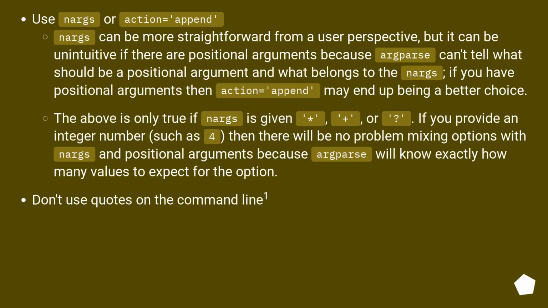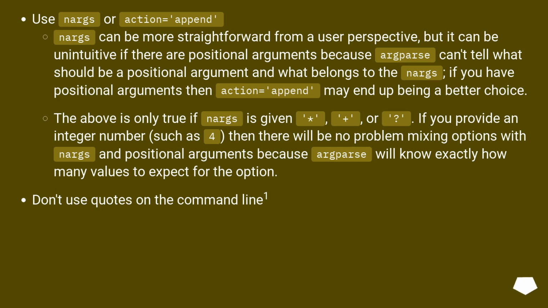Takeaways. Use nargs or action equals append. Nargs can be more straightforward from a user perspective, but it can be unintuitive if there are positional arguments because argparse can't tell what should be a positional argument and what belongs to the nargs. If you have positional arguments, then action equals append may end up being a better choice.